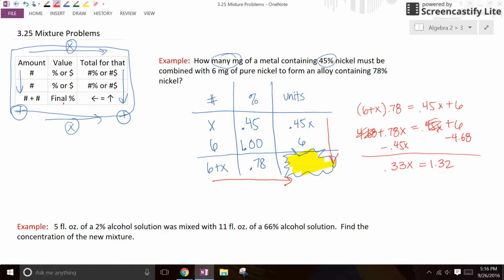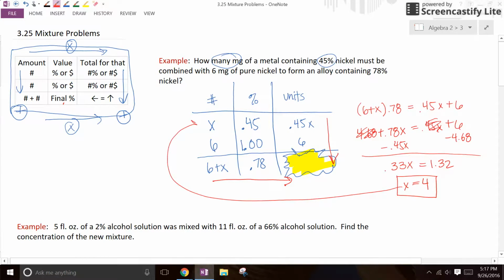$1.32 divided by 0.33, and you are looking at 4. Guess I could have figured that out. 4. And there's your solution. You need 4 milligrams of 45% in order to get a 78% mixture of nickel or alloy or whatever you want to call it. Nice? So there you go.